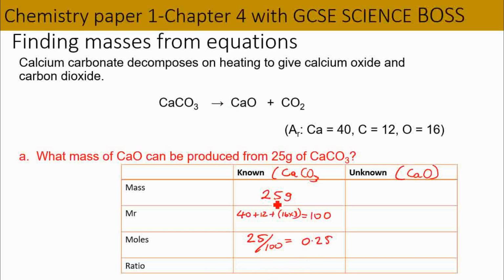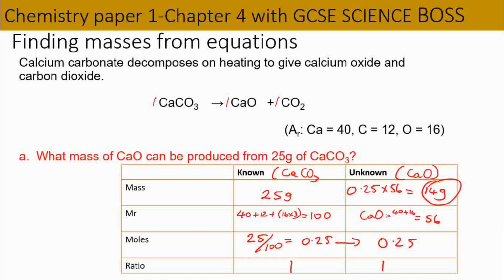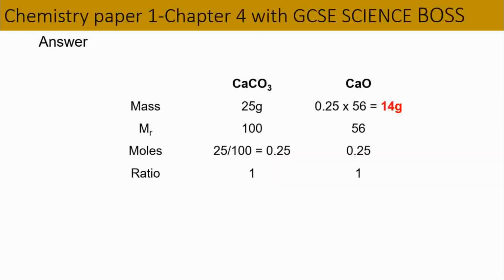What's the ratio? The ratio is 1 to 1. How do I know this? The equation is balanced. There's nothing in front, so we know everything is 1 to 1. Therefore, it's going to be the same amount of moles there. My MR for calcium oxide is going to be 40 plus 16. That's giving me 56. And then to find the mass is going to be 0.25 times 56, which is going to give me 14 grams. Okay, good. So therefore you can check your answers there. Feel free to pause the video, and we're moving on.